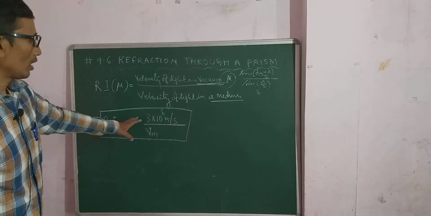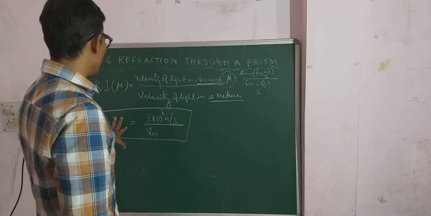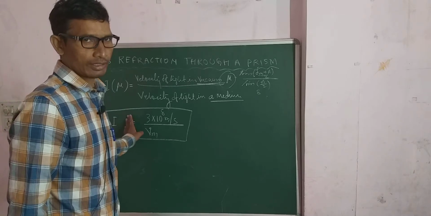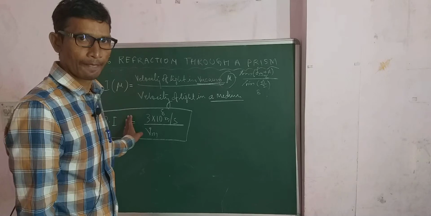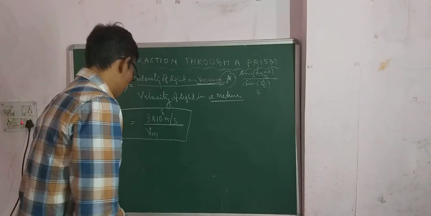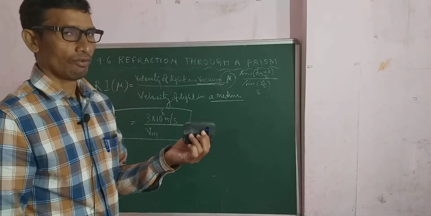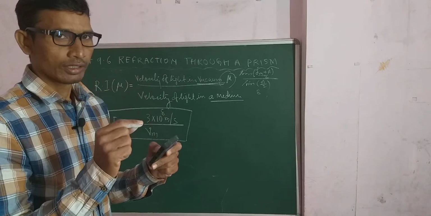But one thing's very important to know: what is the reason behind it? What is the reason behind it when the light bends toward the normal? So, suppose this is the glass slab. Glass slab refractive index is 1.5.